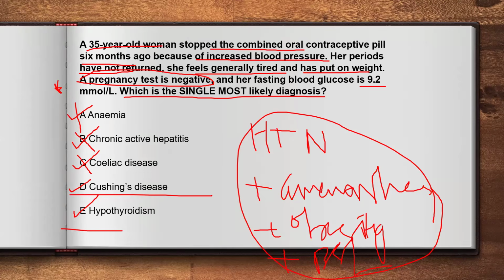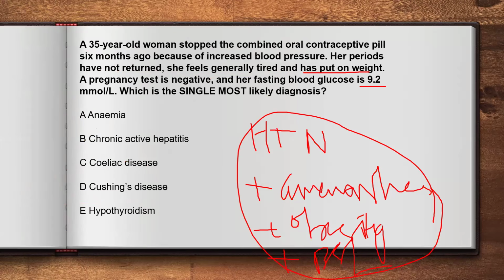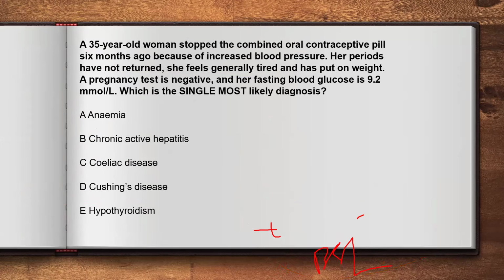Does hypothyroidism cause amenorrhea or menorrhagia? Very good, Dr. Hasnan. Most of the time, Dr. Afshan, hypothyroidism causes menorrhagia. Okay, so this stem points us towards Cushing disease. All right, excellent. Everyone agrees with this? Your answer is Cushing disease.